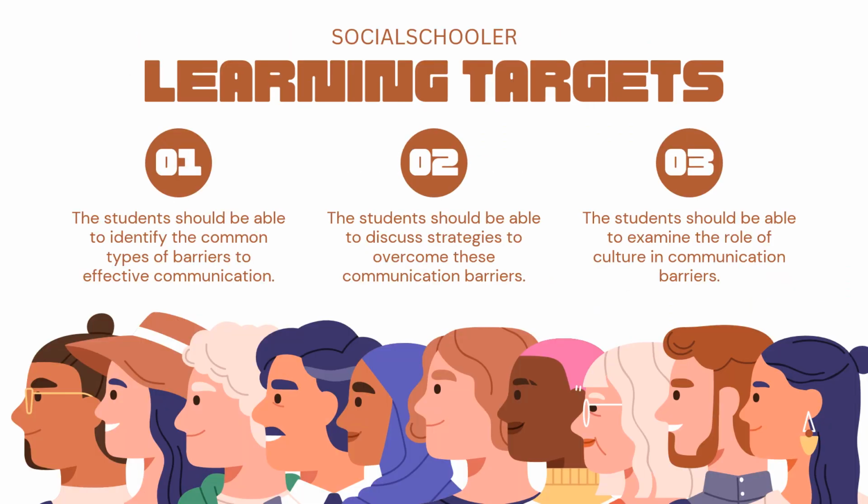Learning targets. Number one, the student should be able to identify the common types of barriers to effective communication. Number two, the student should be able to discuss strategies to overcome these communication barriers. Number three, the student should be able to examine the role of culture in communication barriers.